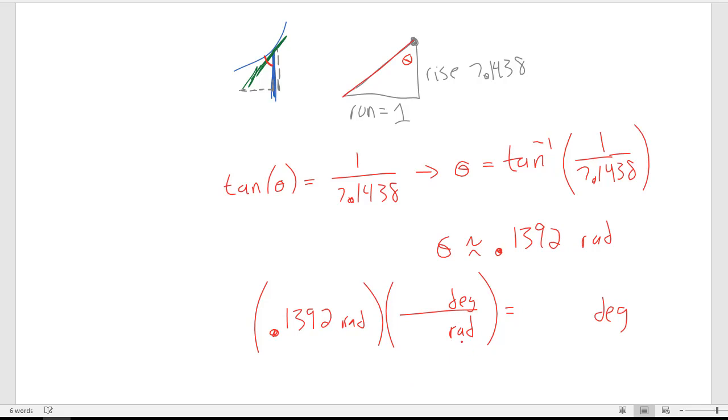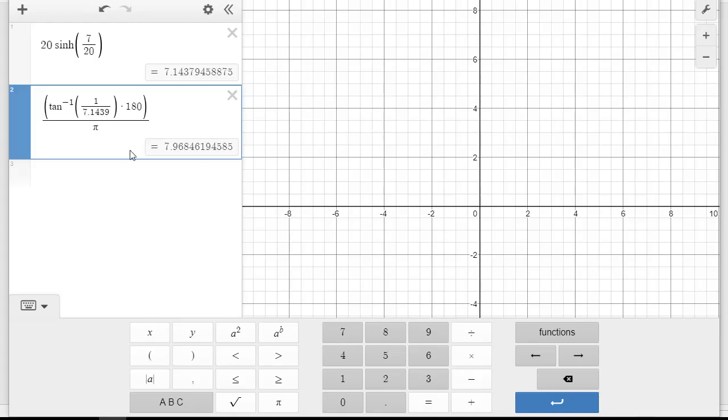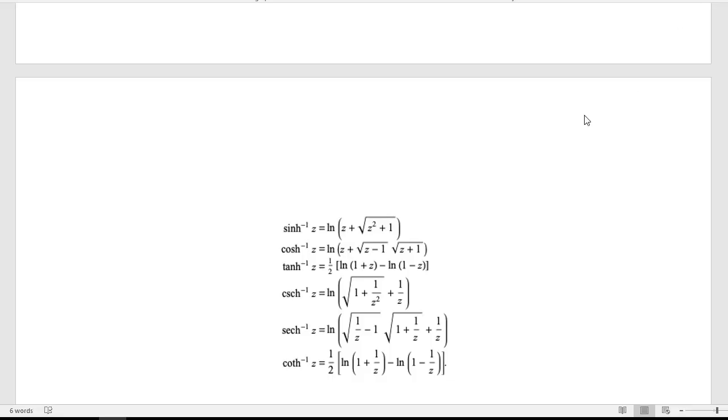So in this case, what do I have? Let's say I have pi radians that's equivalent to 180 degrees. So I'm going to multiply 180 by 0.1392 and then divide by pi. All right, so I brought up Desmos and I did my conversion, and I see we have about 7.97 degrees.